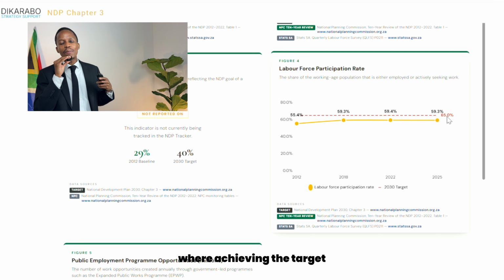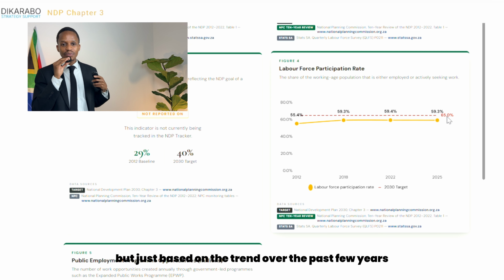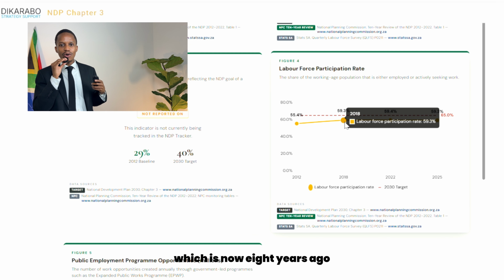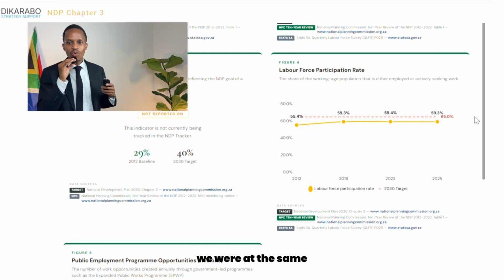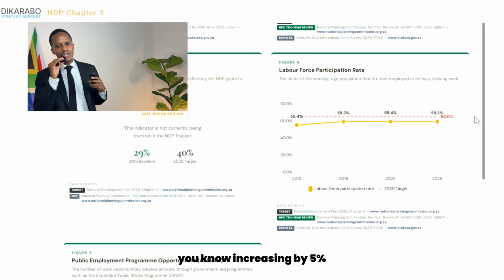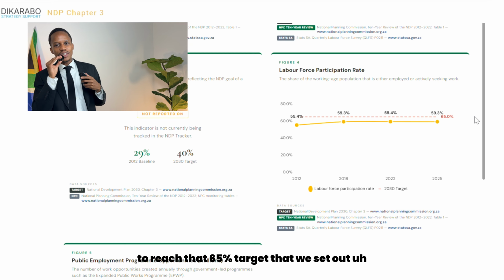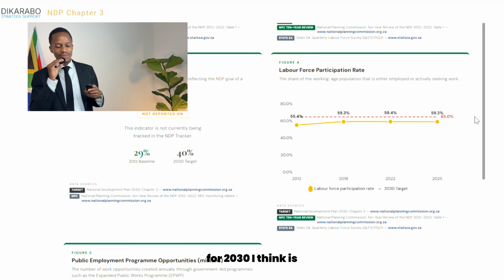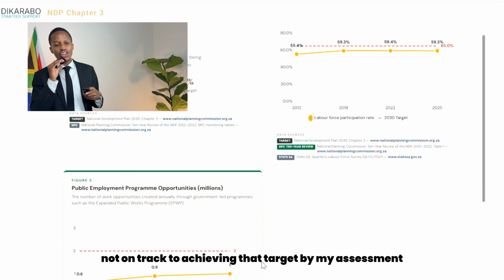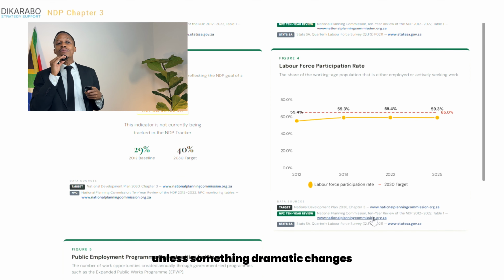and this is probably the one target where achieving the target might seem somewhat possible by 2030, but just based on the trend over the past few years and the fact that in 2018, which is now 8 years ago, we were at the same labor force participation rate as we are today, increasing by 5% to reach that 65% target that we set out for 2030, I think is very low likelihood of that. So not on track to achieving that target by my assessment unless something dramatic changes.